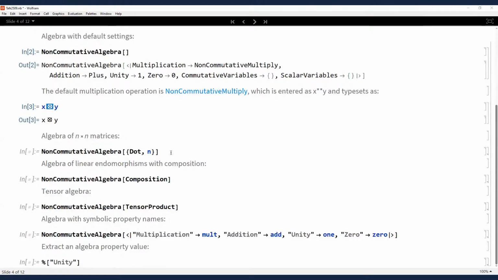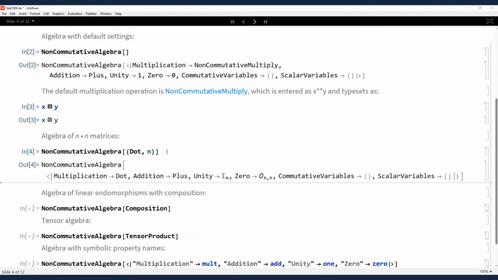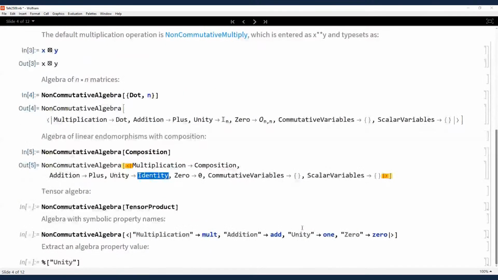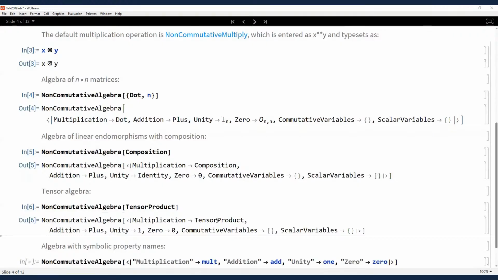And here are some other special algebras that we have defined. So this is the non-commutative algebra of n by n matrices. The multiplication is represented by dot, unity is represented by identity matrix, and 0 is represented by 0 matrix. Here is the non-commutative algebra of linear endomorphisms with composition. So multiplication is given by composition, and unity is given by identity. Tensor algebra. Now multiplication is tensor product.